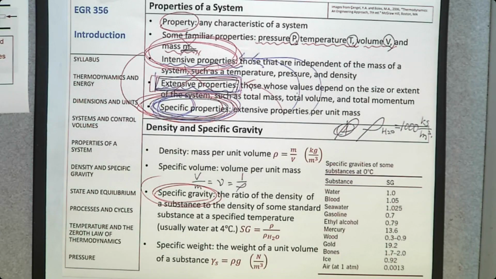The specific gravities of some common materials are shown on the right. So how do you use this specific gravity? You multiply it by 1,000, which is the density of water, to determine the density of the material. So the density of water is 1 times 1,000, which is 1,000. And mercury is 13.6 multiplied by 1,000, so the density of mercury is going to be 13,600 kilograms per cubic meter.